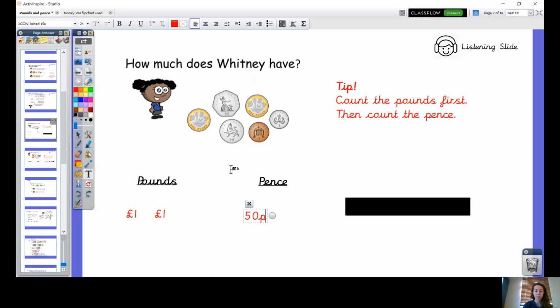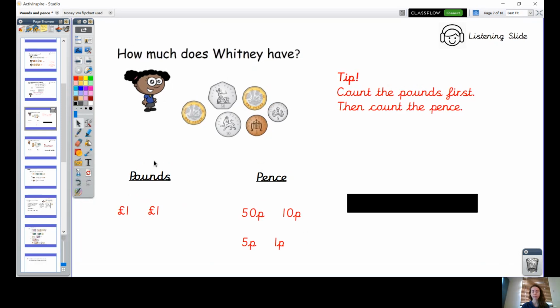Okay, now let's have a look at the pence. I've got a 50p coin here. I've got a 10p coin. I've got a 5p coin, and I've got a 1p coin. Have I got them all? 1, 2, 3, 4, 5, 6 coins. I have got them all. Okay, so that's going to really help me with counting how much money she's got altogether.